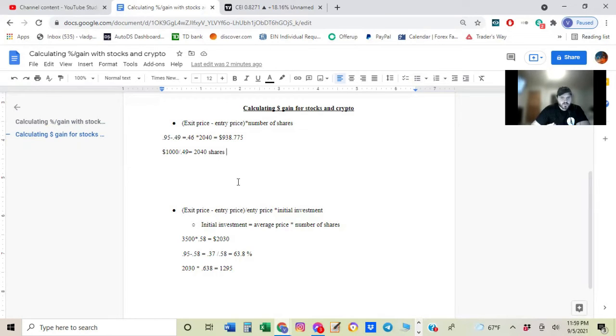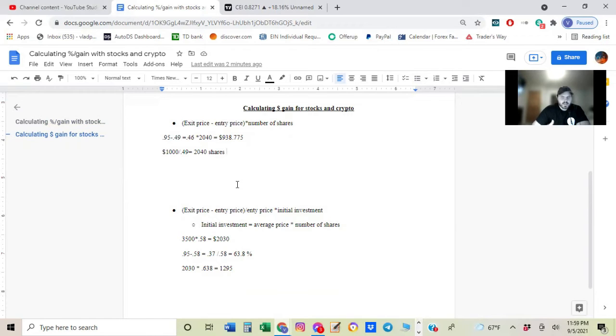So basically you just do the difference times the number of shares, and that is your profit. That is not how much will be in that account, basically in that share, like from your portfolio. It is your gain.